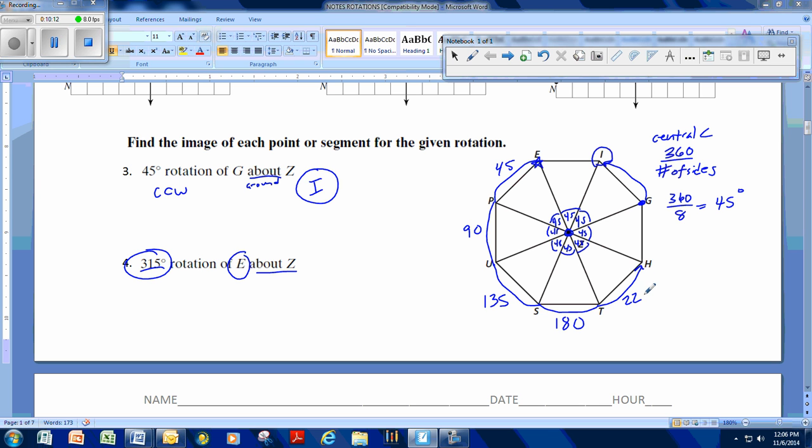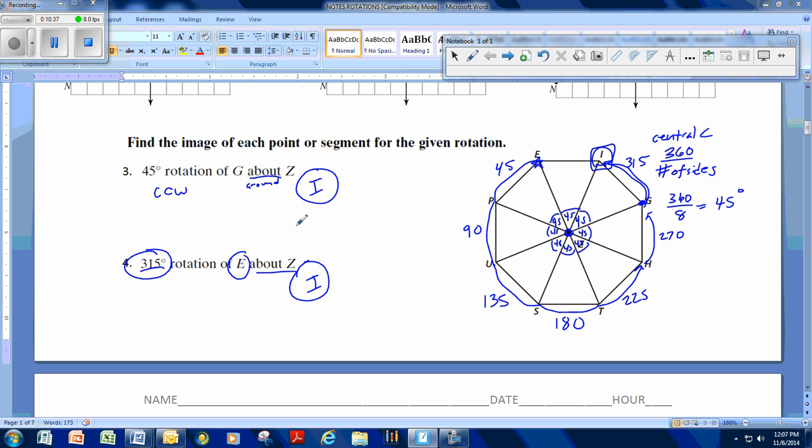That would be 225. If I rotate it again, that's going to be 270. And finally, rotate it one more. That gives me 315. So that one lands on I as well. So I is the answer for both of those, coincidentally.